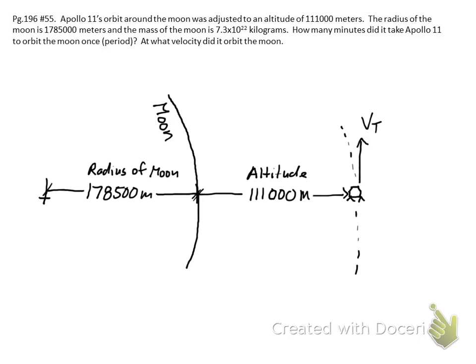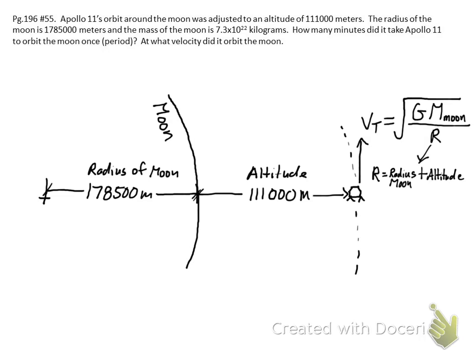What velocity did it orbit the moon? We derived this equation in class for the velocity of a satellite. In this case, I'm orbiting the moon, so I need the mass of the moon, and my radius here is the radius of the moon plus the altitude. So I can get my tangential velocity.